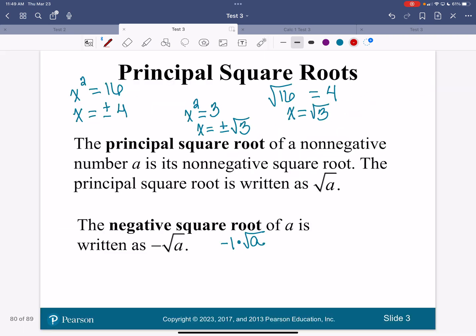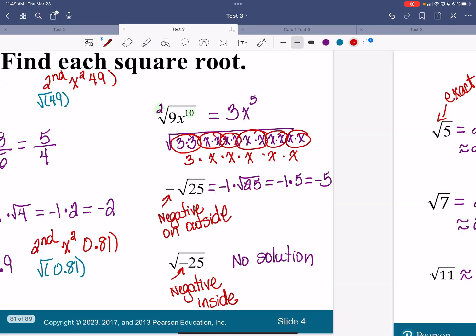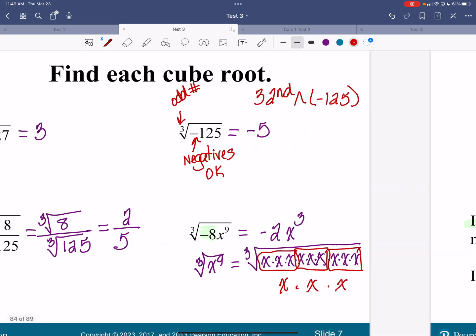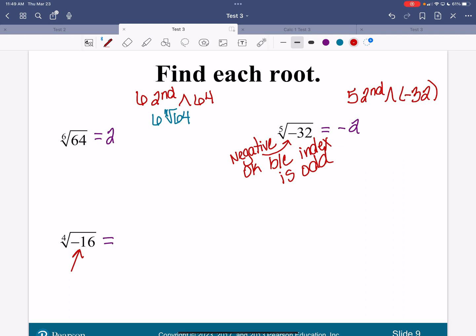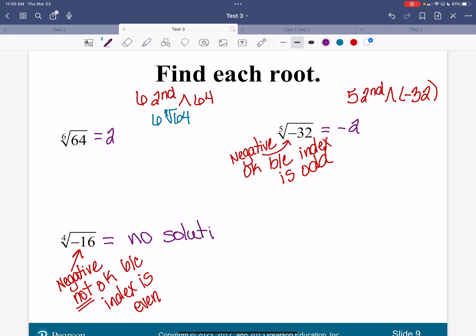Okay. This is no solution. What is going on? I'm hitting things all over the place today. There we go. Negative, not okay, because index is even. So the answer to this is no solution or not a real number. Okay, because remember, i is not real. i is imaginary.